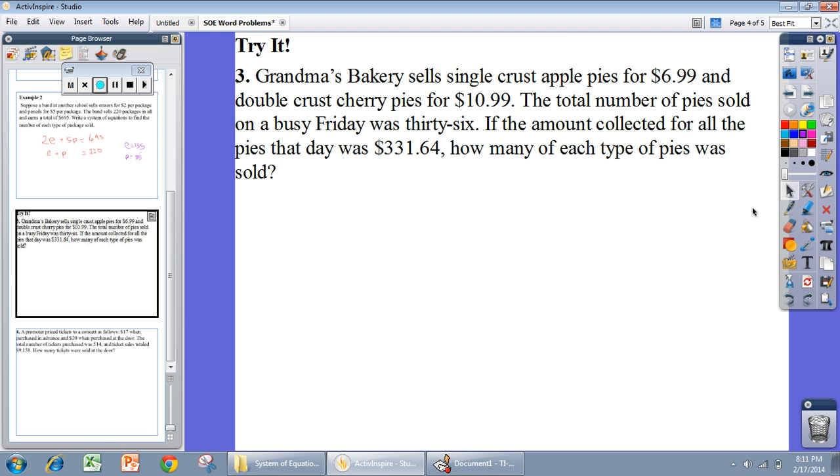Alright, so money with money, right? So how much do my apple pies cost? $6.99. So I'm going to call that $6.99A, A for apple. Sorry, my 99 is very far away from the 6. It's a little strange. And then my cherry pies are $10.99. So $10.99, C for cherry. And total, how much money did we make? $331.64.